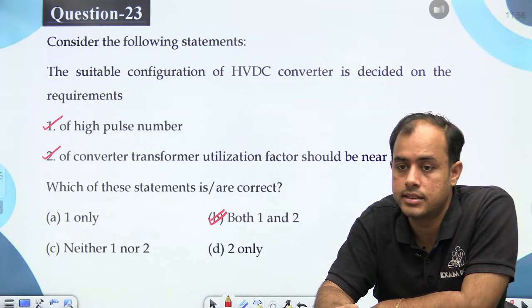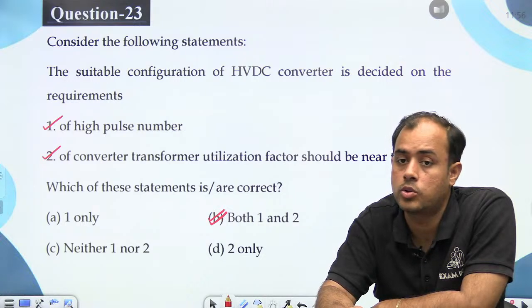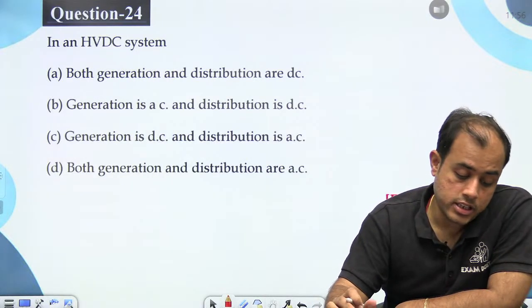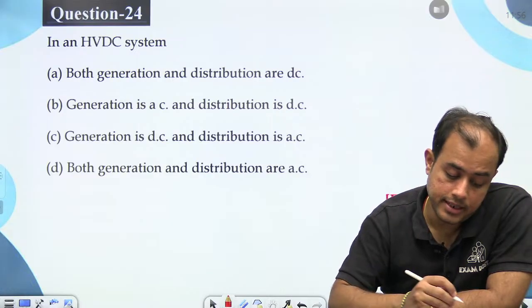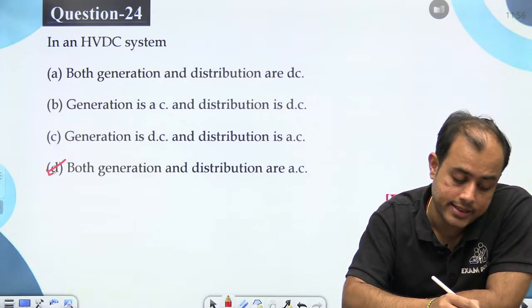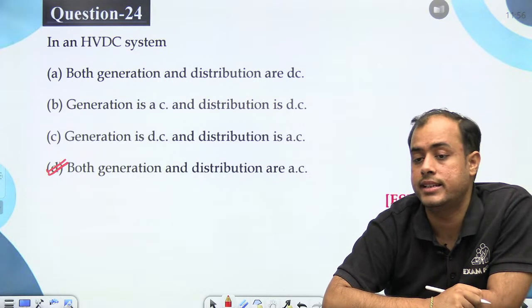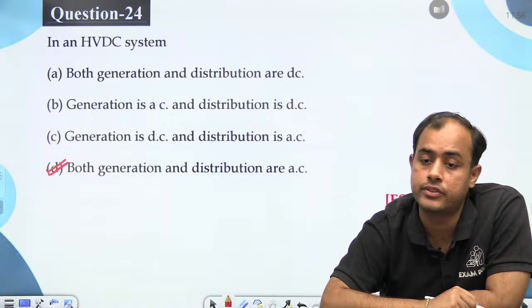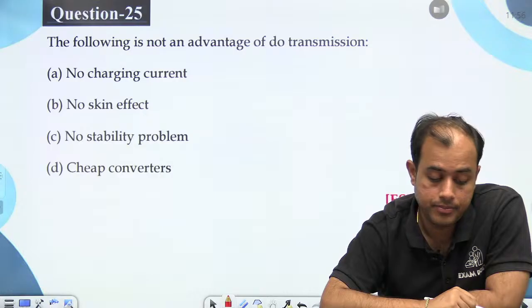Three relays are required to detect interface fault. In HVDC system, generation and distribution is AC. Only transmission is DC. ESE 2011, you transmit DC by converting AC to DC.